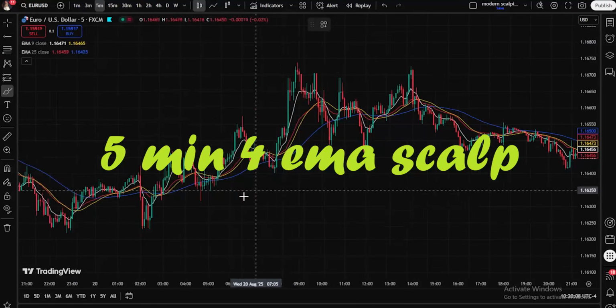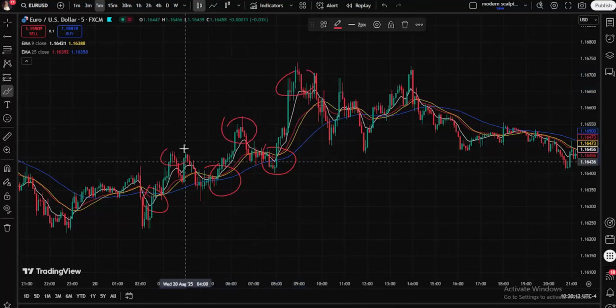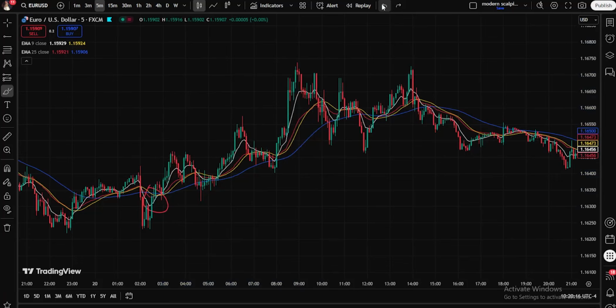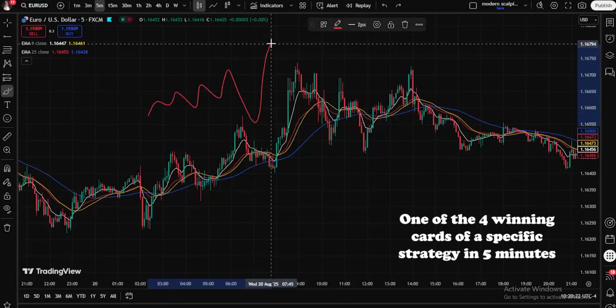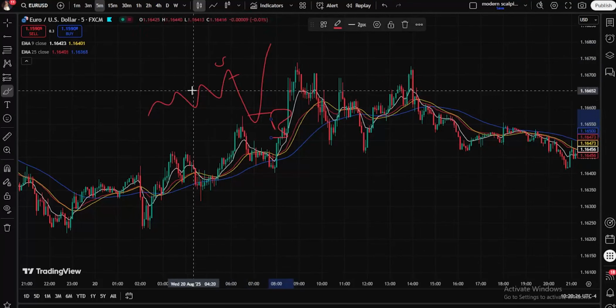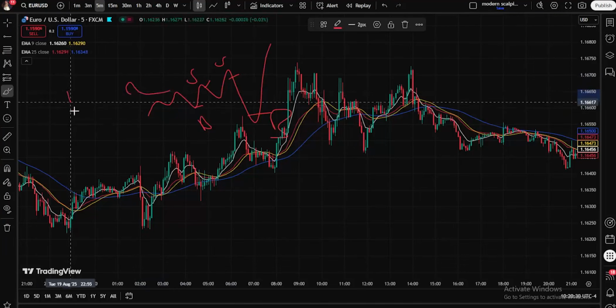In this video, we are going to review one of the most powerful and widely used scalping strategies, namely the scalping strategy on the 5-minute time frame using exponential moving averages, or EMA. Many traders quickly think of the 1-minute time frame when they hear the name scalping, but the truth is that the 5-minute time frame is one of the best options for scalpers.